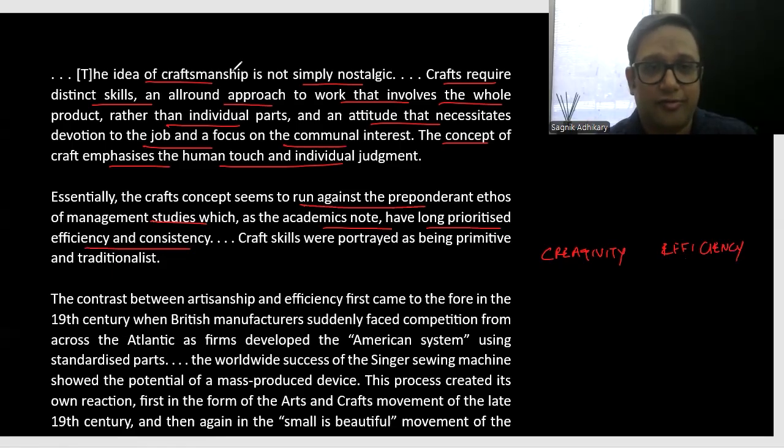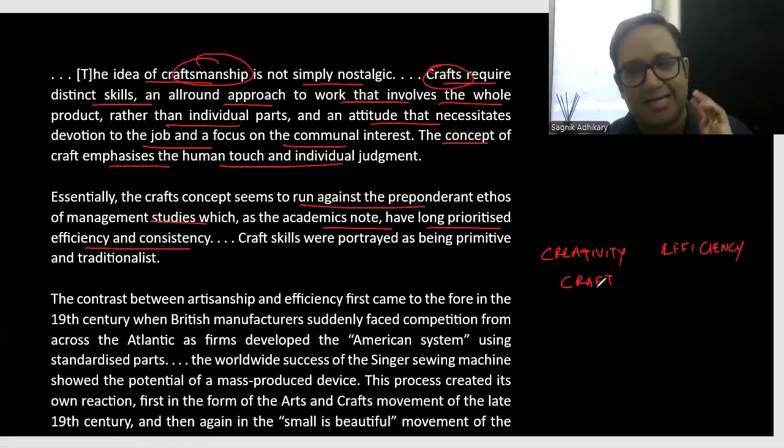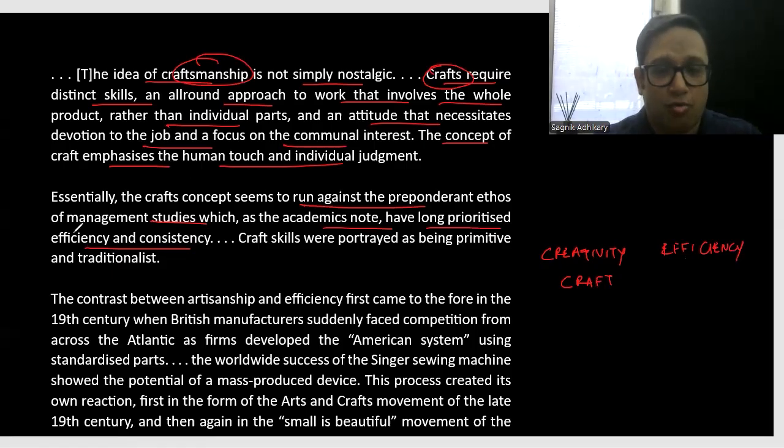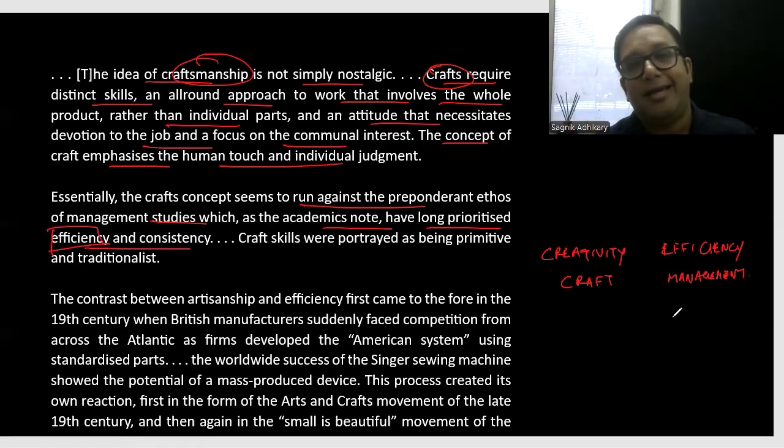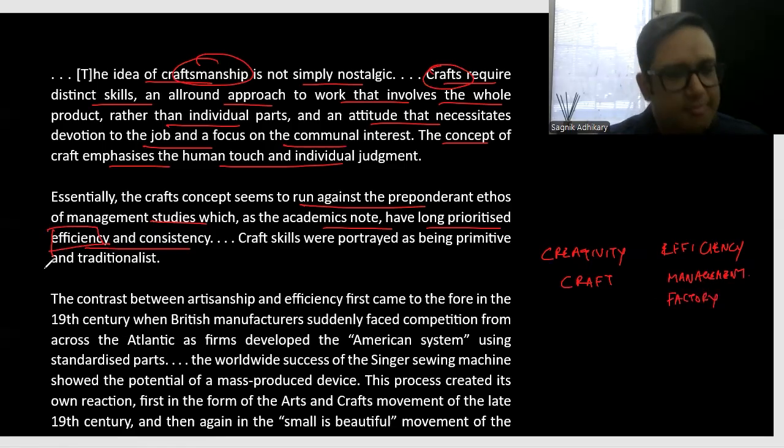Creativity is involved with craftsmanship, or craft for short. The field of craftsmanship or craft has more to do with creativity, versus what is prioritized in the field of management, which is efficiency. We see that here. So this is management. And we'll realize that this is also true in the case of mass production or corporate production, so factory production. That is an argument from the third paragraph. We'll get there.